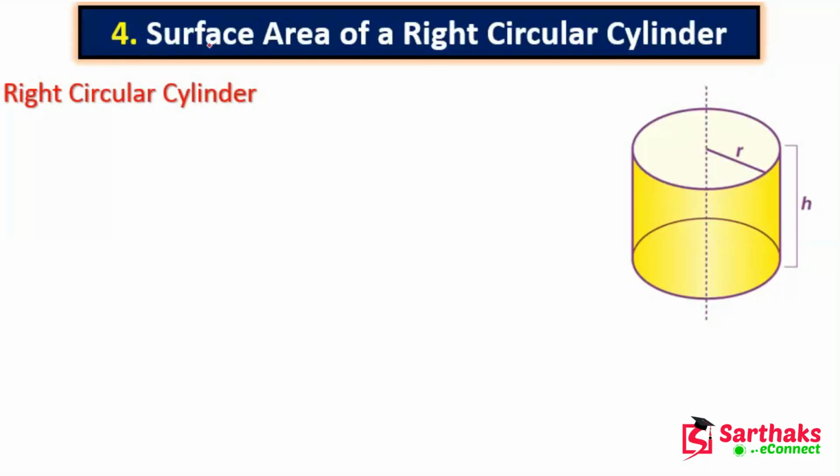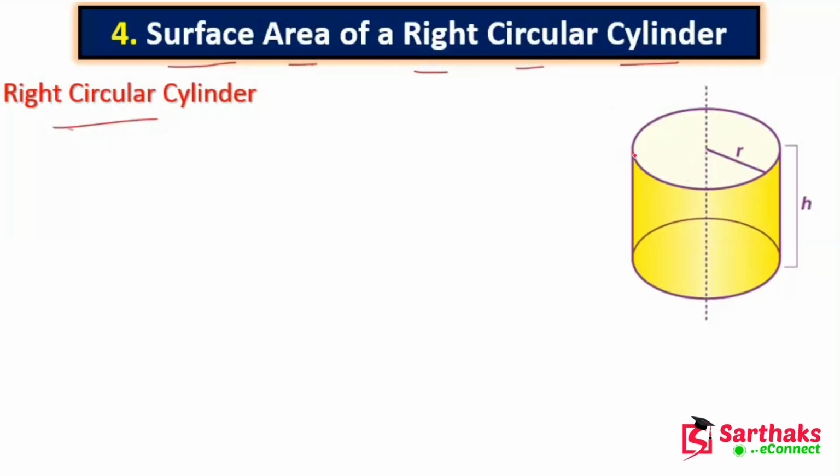Today we are going to discuss the surface area of a right circular cylinder. So what is a right circular cylinder? A right circular cylinder is a cylinder that has a closed surface having two parallel bases on both the ends.